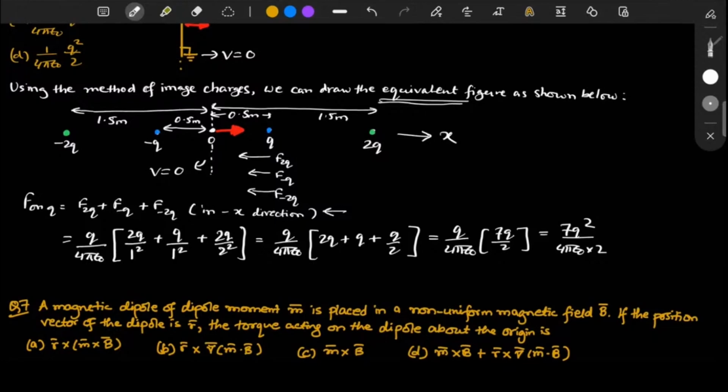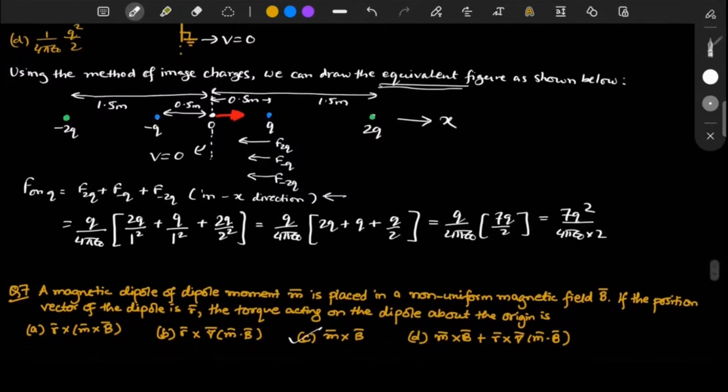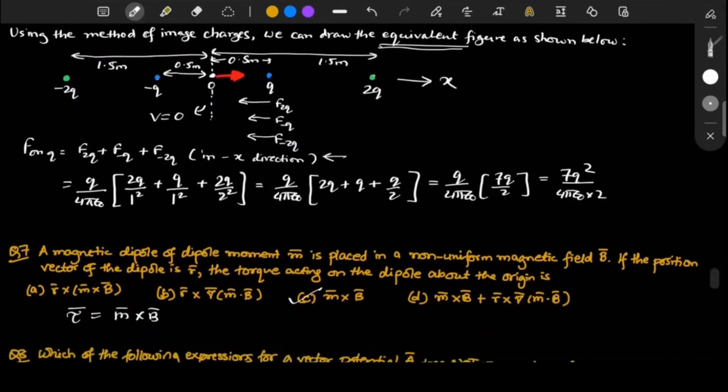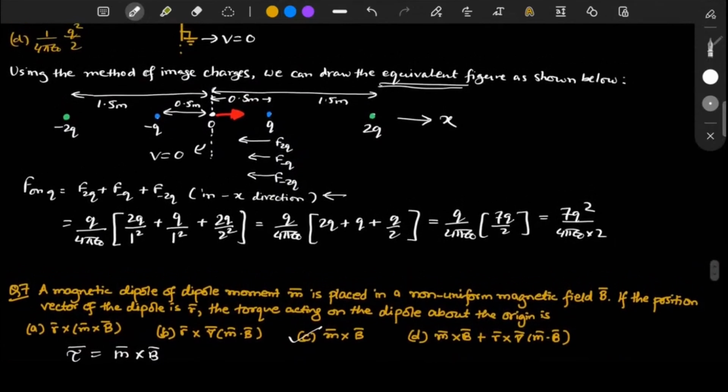You should be aware of this, that option C is the correct one, because torque is given as M cross B. So you were given this additional extra information of the location of the dipole being r. That is fine. So that's like extra information. They just gave it to you to try and confuse you. And then you have this bunch of options with r involved. So that was just there to confuse you.